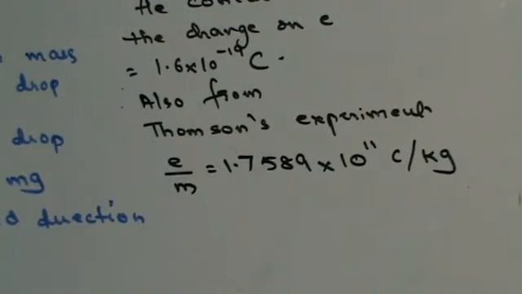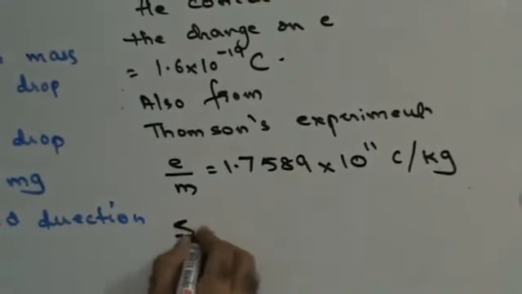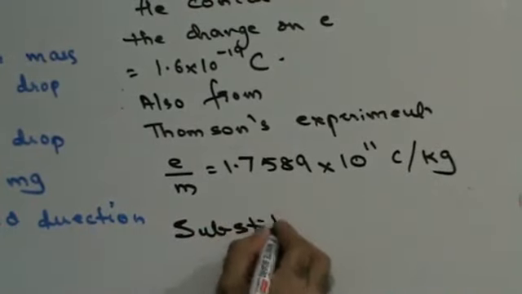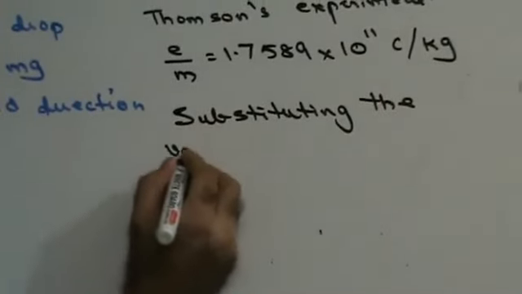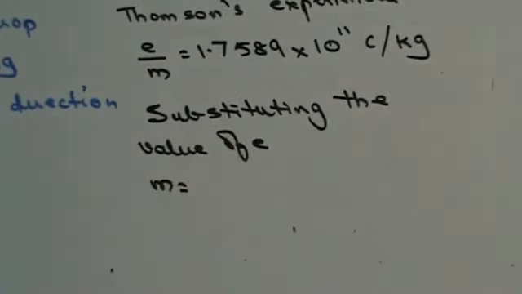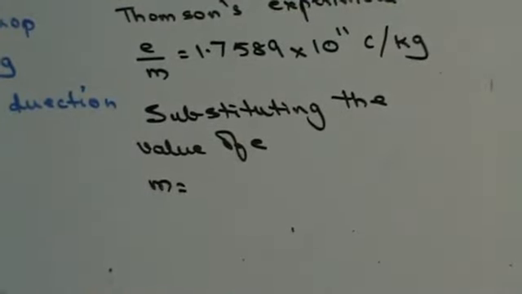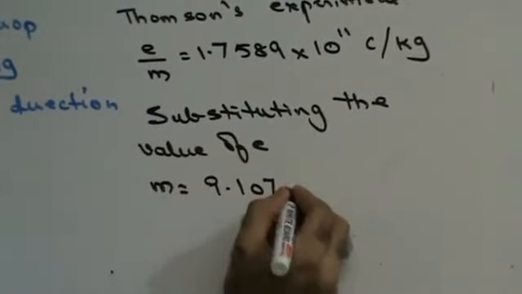Thomson's experiment gives you this, right? Now, out of that I have just found out the value of e, hence I can find out the mass of electron. Substituting the value of e, the mass of electron can be found out. Mass of electron was found out as 9.107 × 10^-31 kg.